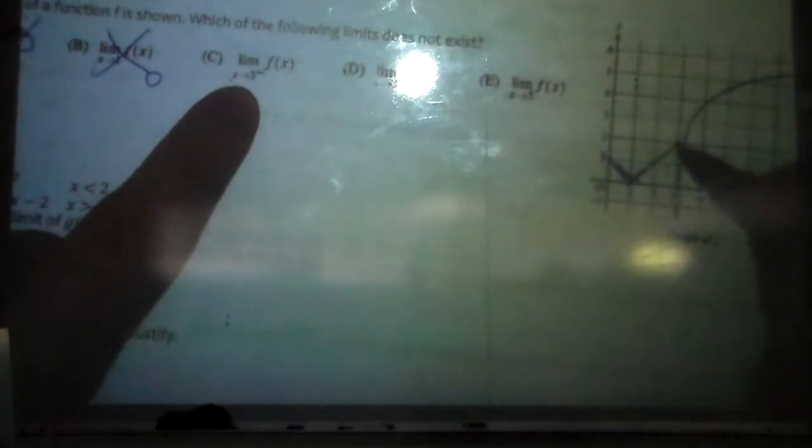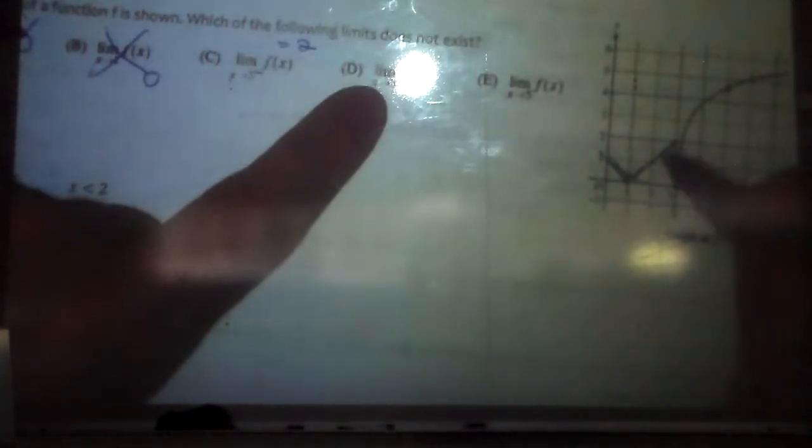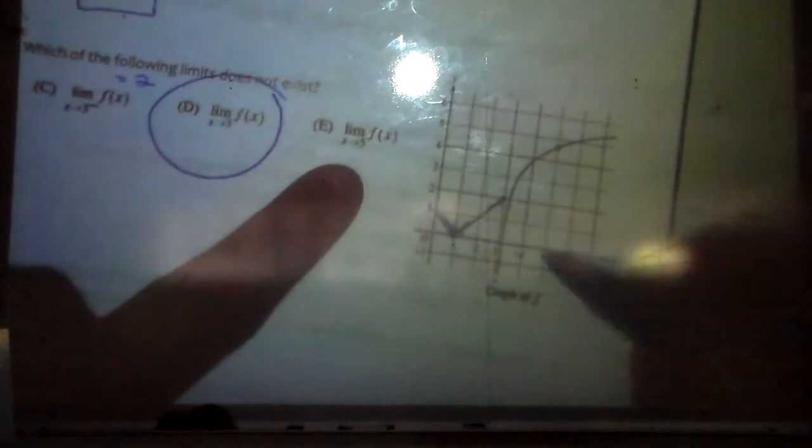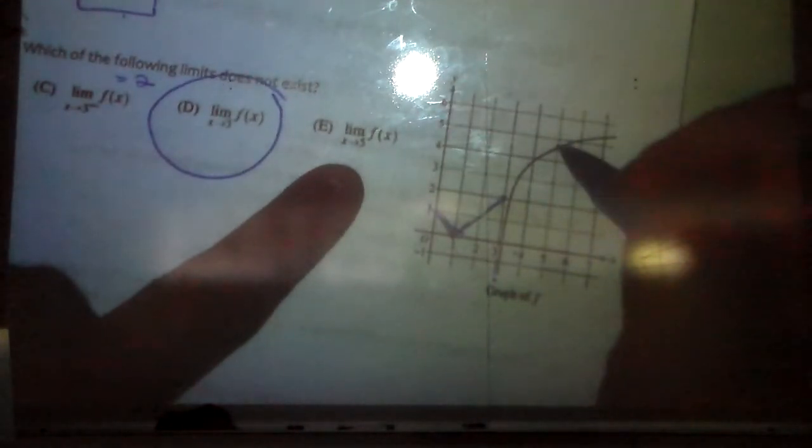As I go to 3 from the left, so 3 is right here. If I come up from the left, this is equal to 2. If I go to 3, well, I'm going to 2 on one side and negative infinity on the other, so that does not exist because left and right are not equal. And the limit as x approaches 5, definitely going to whatever 4 point something value that is, so that exists.